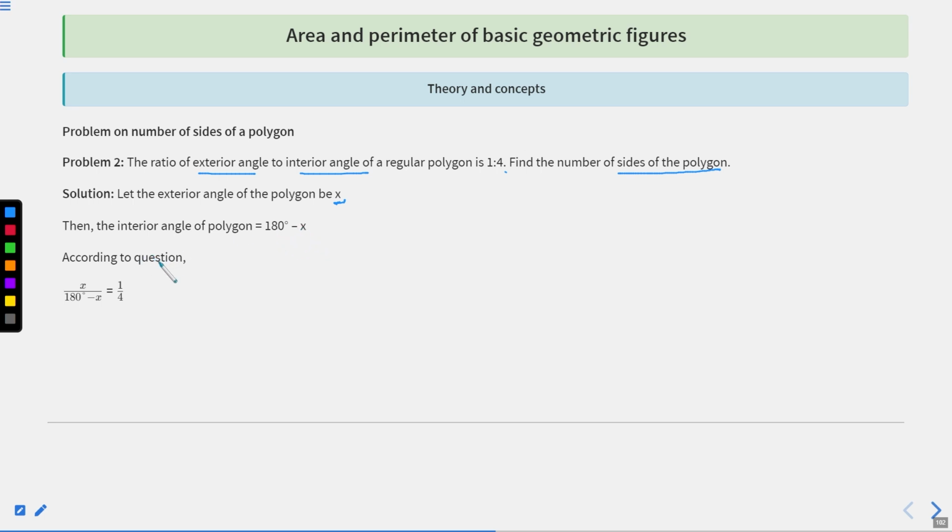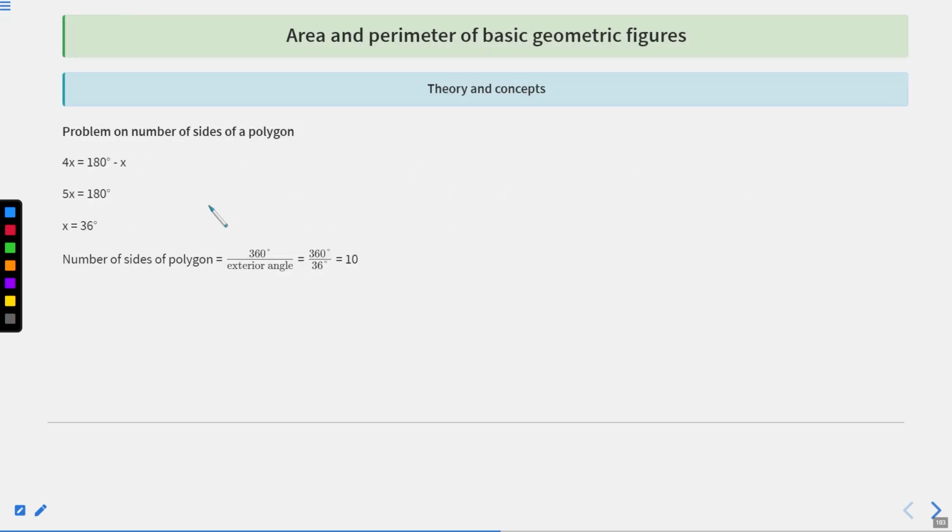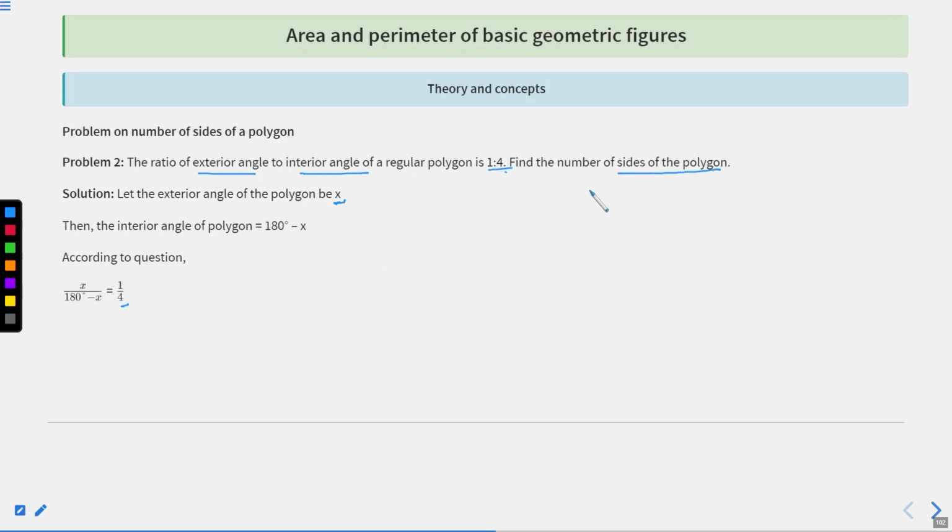So according to the question, a ratio is given to us that exterior angle is to interior angle is 1 is to 4. So x upon 180 degree minus x is 1 upon 4. On simplifying this equation, it will be 4x equal to 180 degree minus x, 5x equal to 180 degree, x equal to 36 degree. Therefore, number of sides of polygon is equal to 360 degree upon exterior angle, that is 360 degree upon 36, equal to 10. So in this question, the answer is going to be 10. So this polygon will have 10 sides.